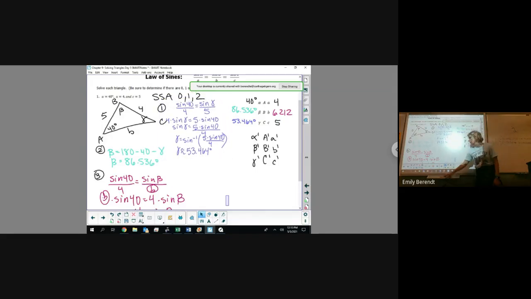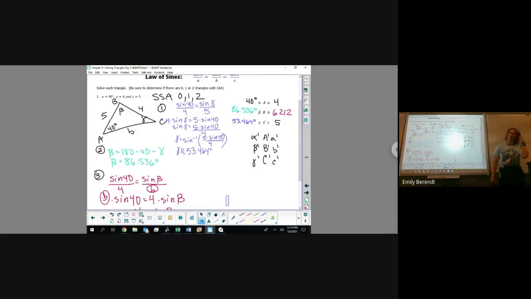All right. So if the triangles make a second triangle, the 3 original pieces of information will still apply to the second triangle. So the original 40 degrees, the 5 for the C, and 4 for the A. So all of the original information is still given.